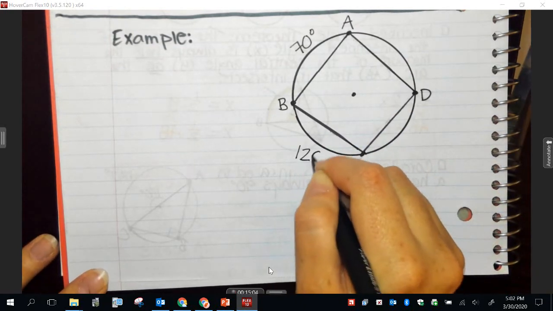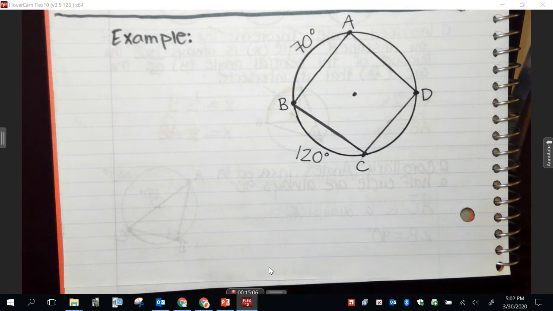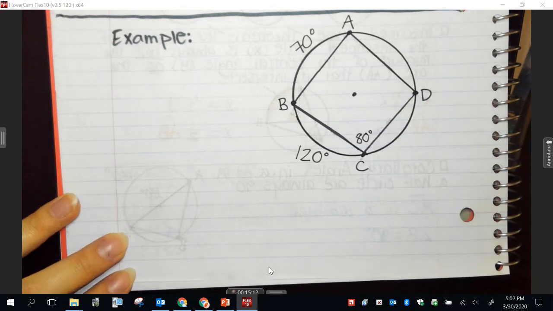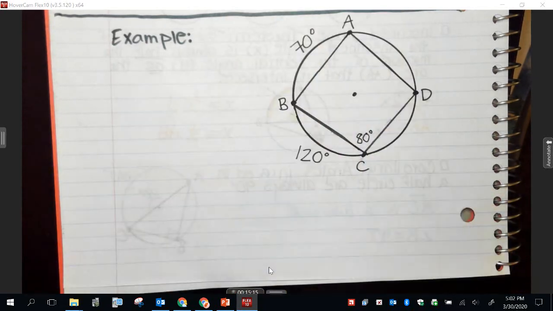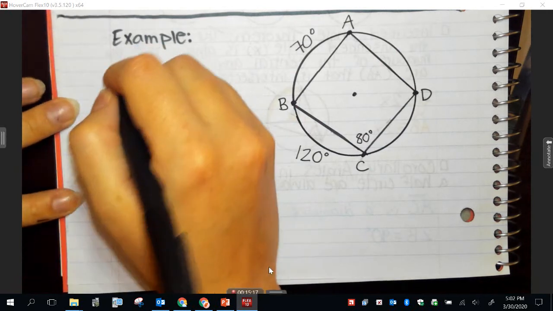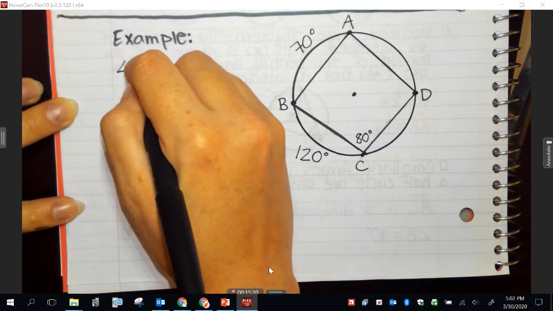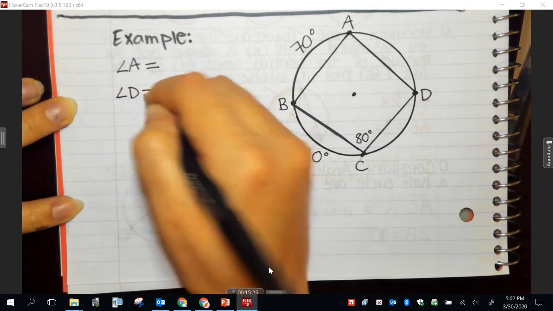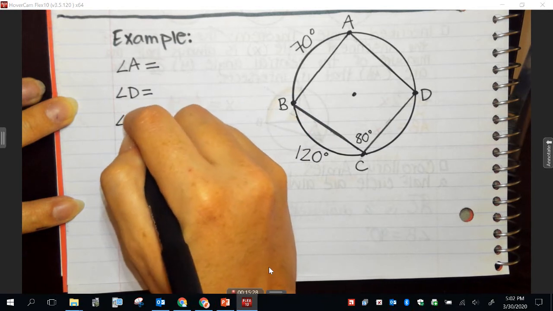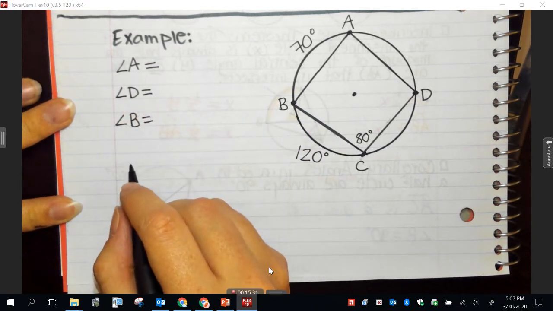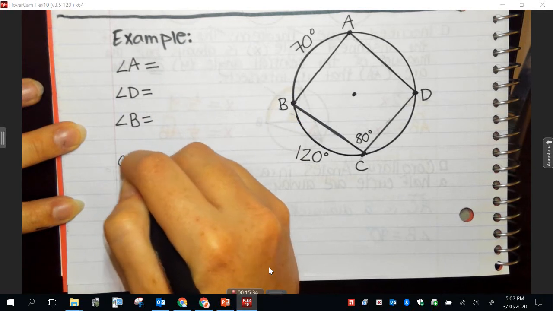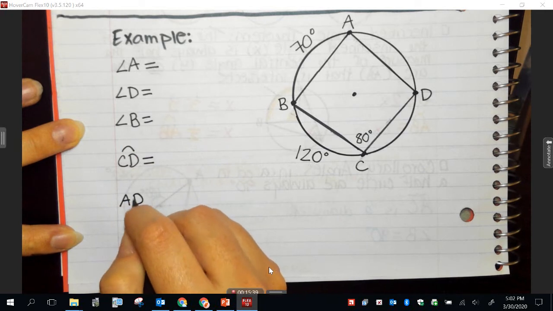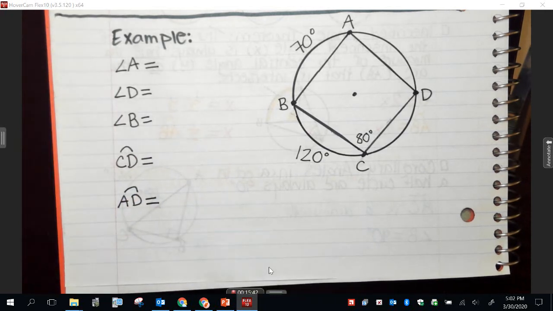This is 120. I'm going to change it a little bit from the PowerPoint. And let's say that we know that this is 80 degrees. Given those three pieces of information, we want to find a couple of different things. We want to find the measure of angle A, the measure of angle D, the measure of angle B, and we also want to find the measure of arc CD and arc AD.